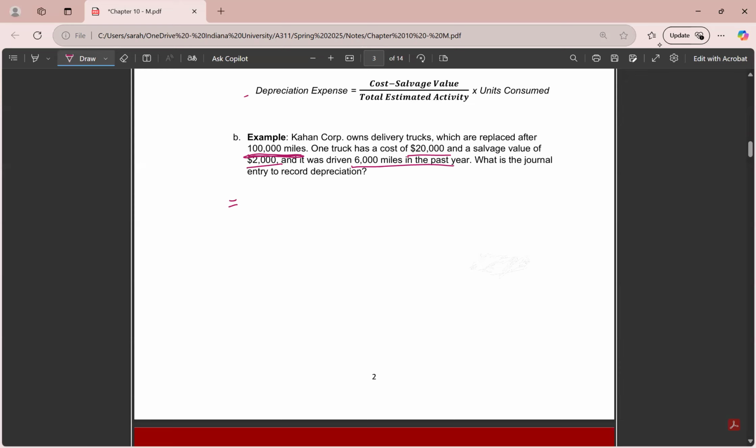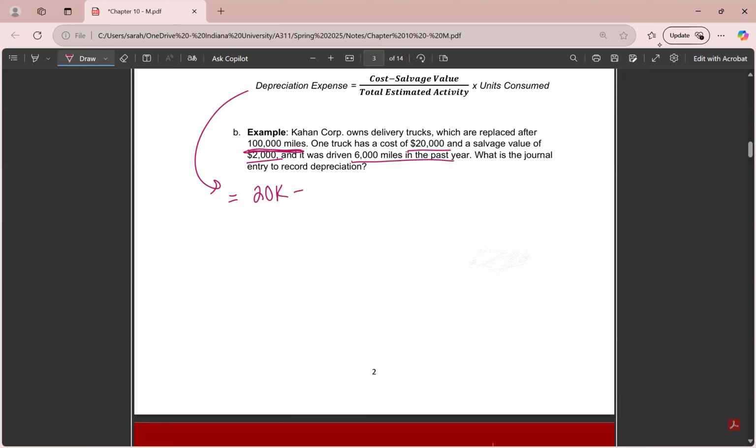So if we follow the formula above, we start off with the historical cost of 20,000. We subtract the salvage value, which is going to be $2,000. So how much you get after you dispose of the truck. And then we divide by the total estimated activity. So how much total activity will the trucks go through? The total is 100,000 miles. After they run 100,000 miles, they're done. We are replacing them. And lastly, we multiply by how much activity has already happened.